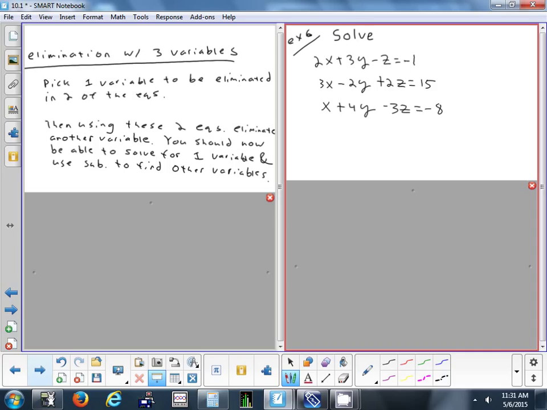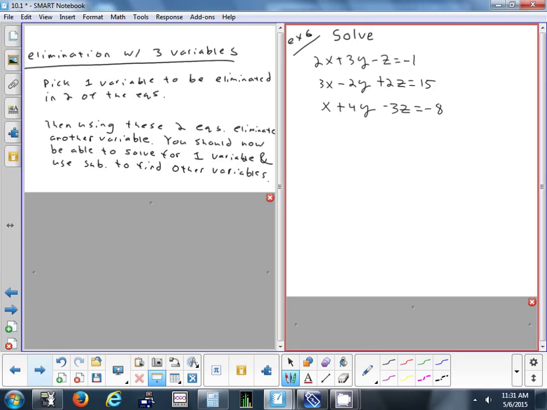I'm going to multiply it by something, and I'm going to add it to the first one to try to get rid of the x. Then I'm going to take equation 3 again, multiply by something different, add it to the second one to try to get rid of the x. So when I'm done, equations 1 and 2, the x's are going to be gone. And I'm just going to worry about the y's and z's, and I'll repeat it. I'll get rid of another variable.